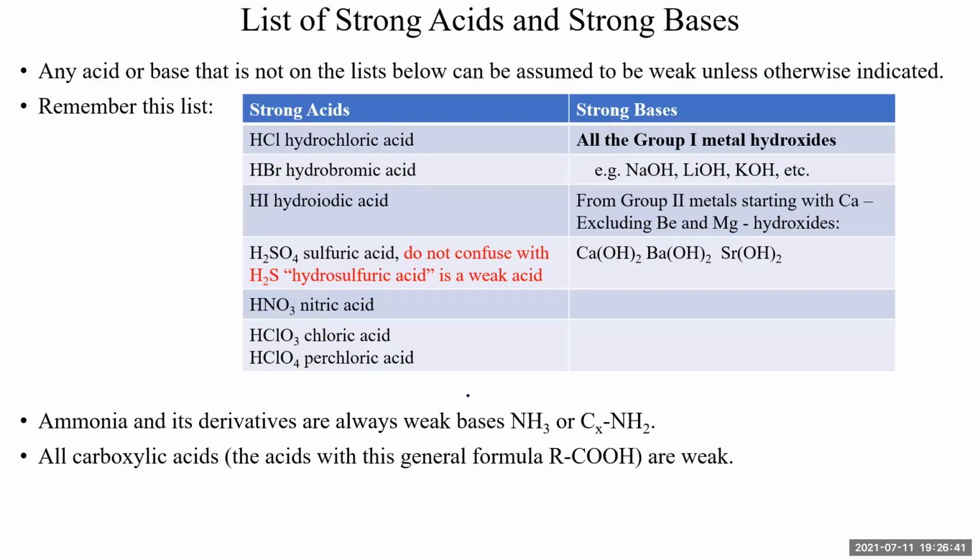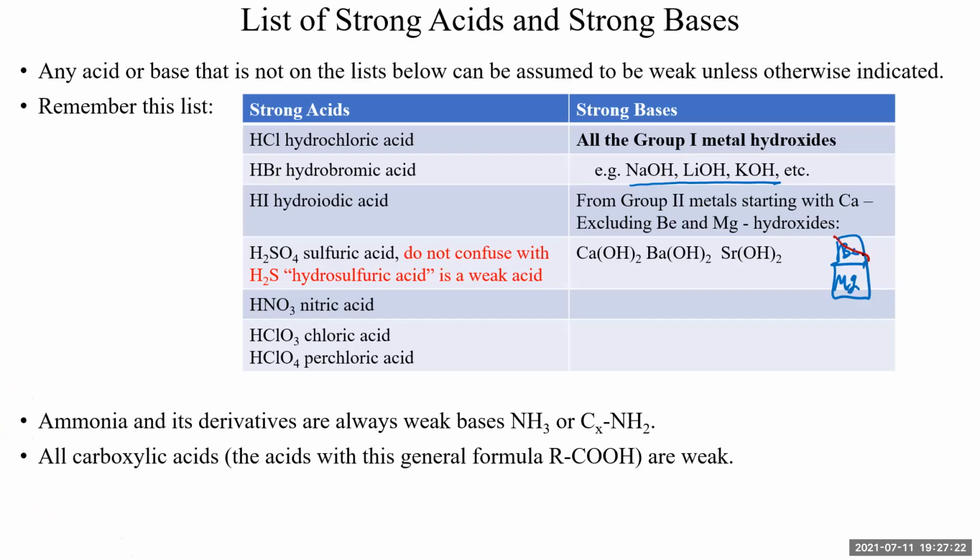Okay, now this is our strong acids and strong bases list. It is not a very hard list to memorize. There are only 6 strong acids. The strong bases I recommend you memorize by group. All the metal hydroxides from group 1, in other words sodium, lithium, potassium, rubidium, cesium, all the hydroxide compounds that you can make from group 1 metals, and all the group 2 hydroxides starting about halfway down. So not beryllium and not magnesium. So these 2 are out for group 2.